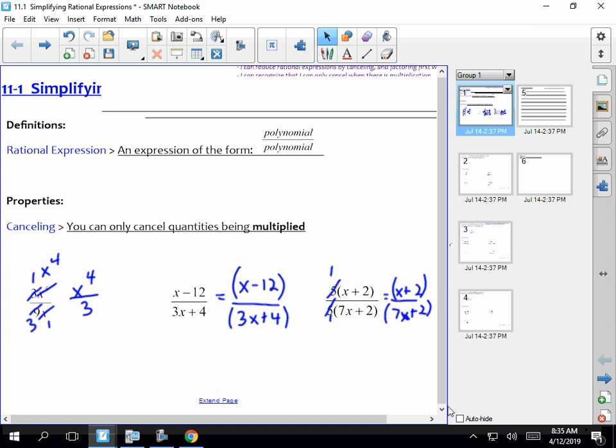As much as you may want to, if you think of it this way, if I canceled the 2's and I canceled the x's, I'd be left with 1 over 7. That'd be like saying, I don't care what you plug in for x in this expression, it's always equal to 1 over 7, which doesn't seem to make sense. You can't cancel the 2's and the x's in this one. So you just leave it like that. So only cancel quantities being multiplied.